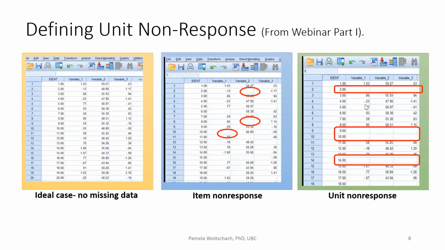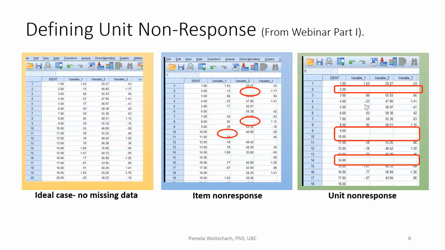Well, we talked about a little bit of the important concepts, but let's actually see how non-response looks in a data set. The first ideal case is when we obtain information from all sample participants, and this is the first box, the ideal case, no missing data.